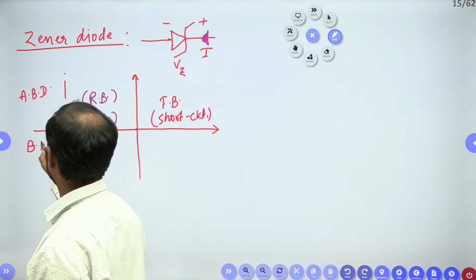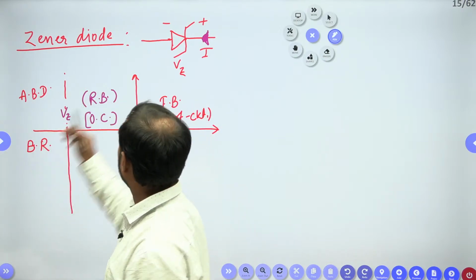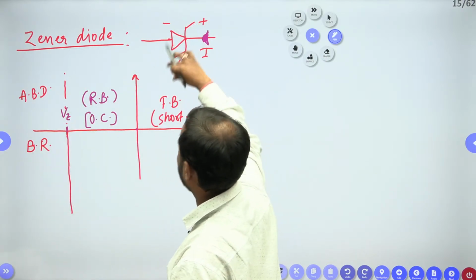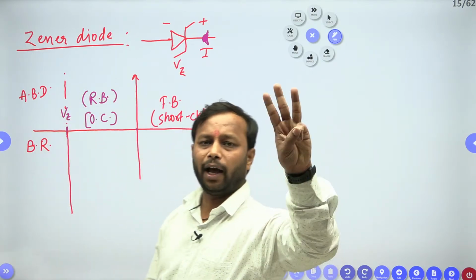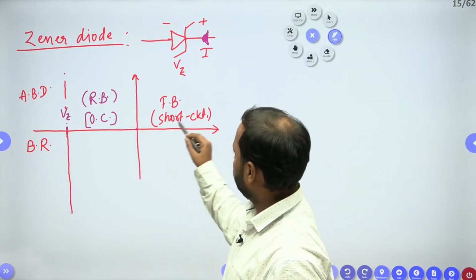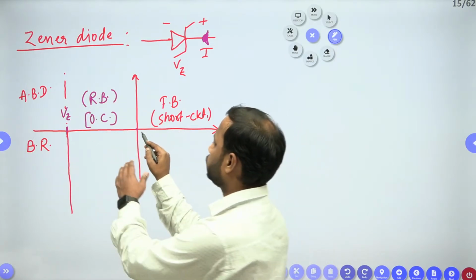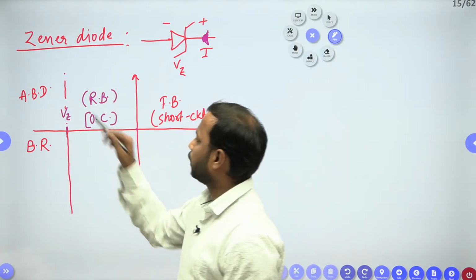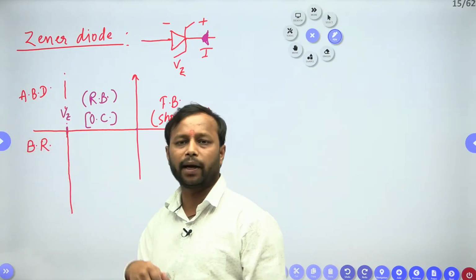Breakdown region. All right, so in that region, whenever your voltage exceeds this Vz, your voltage will be fixed. This Vz will be fixed. Am I clear? So your Zener diode will operate in three regions. In the forward bias, it behaves as a short circuit. In the reverse bias, between 0 to Vz, it will act as an open circuit. And once it exceeds the Vz, it will behave as a breakdown region.